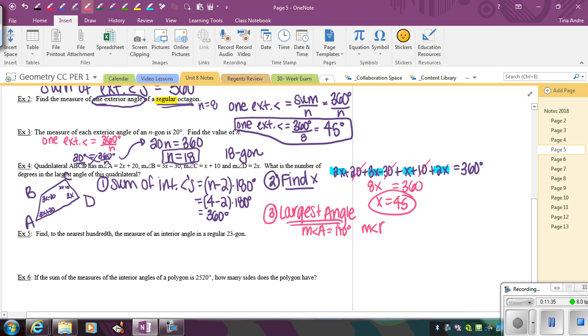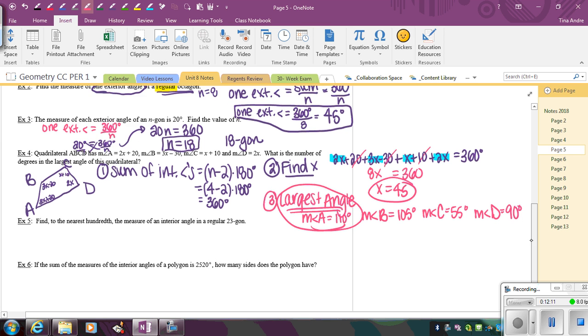Angle B, I'm doing 3 times 45 minus 30, so 105. Angle C, 45 plus 10, so 55. And then angle D is 2 times 45, so you get 90. So that means the largest angle is angle A.